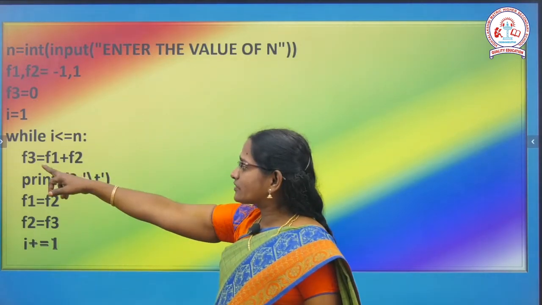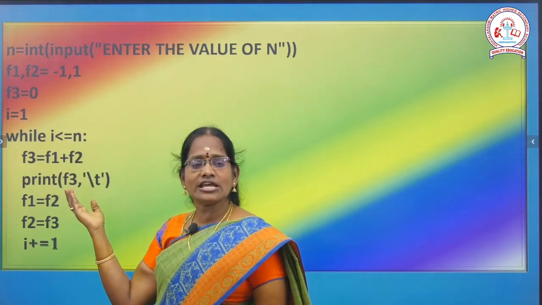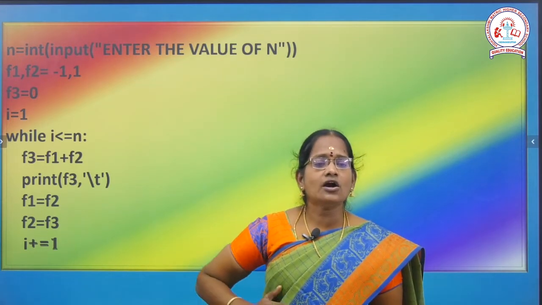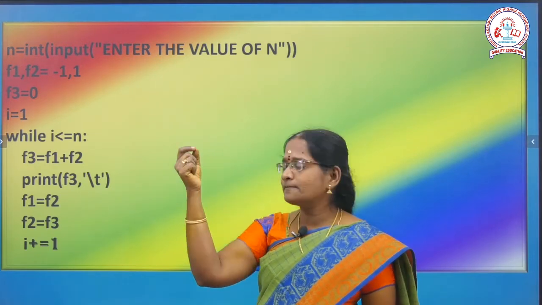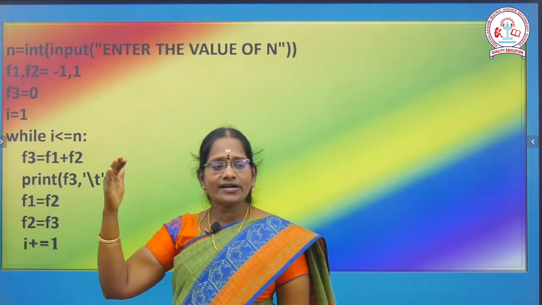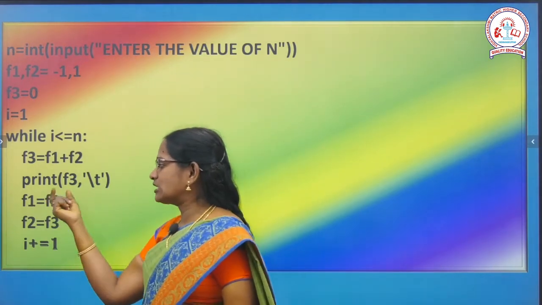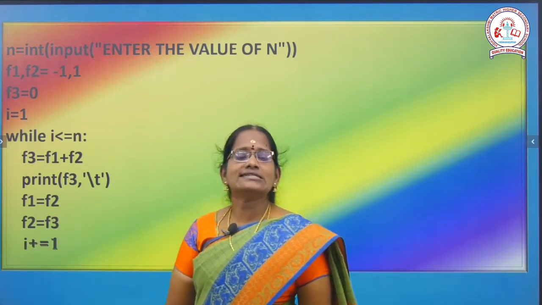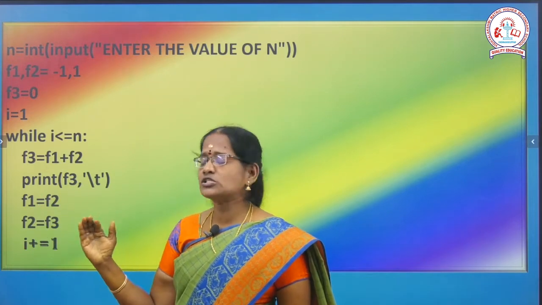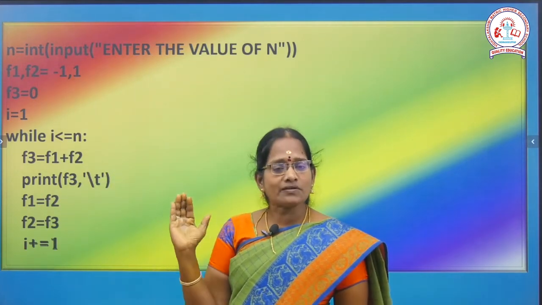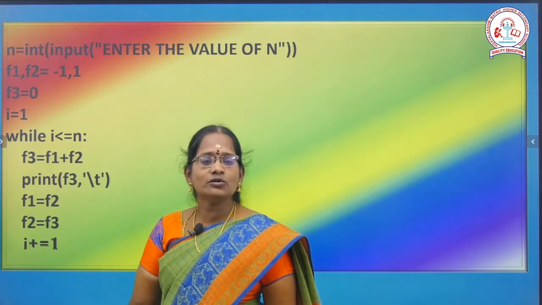Okay, so F3 is equal to first number plus second number, as we already know. Again print the message F3. What is the use of backslash t? We already know backslash t helps you to print the information one by one, sidewise with 4 character spaces, automatically. F1 is equal to F2, F2 is equal to F3. This is called swapping of the numbers, interchanging of the numbers. So the second number value is transferred to the first number, and the third number value is transferred to the second number.